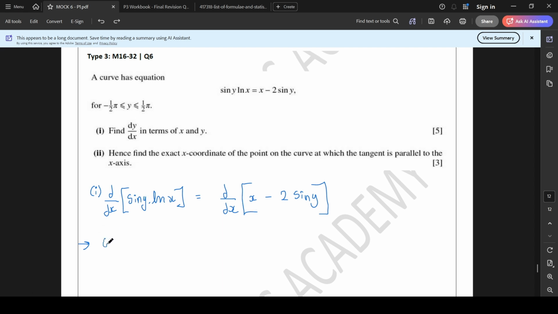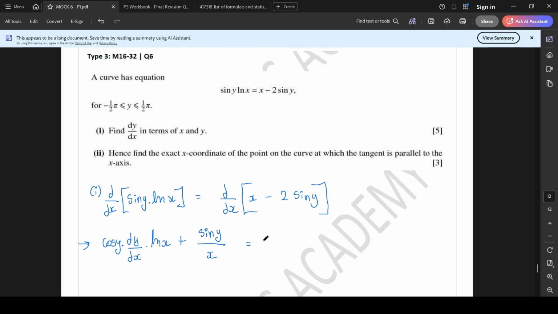The derivative of sin y will become cos y, but since it was with respect to the y term, I also need to multiply this with dy dx. And then I keep ln x as it is. So this is the derivative of sin y, multiplied with v as it is. And then plus the derivative of the second term multiplied with the first term as it is. The first term is sin y and the derivative of ln x is 1 over x. So I am done differentiating on the left hand side with respect to x.